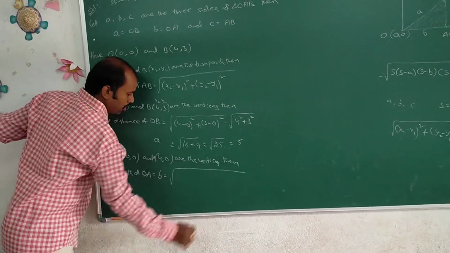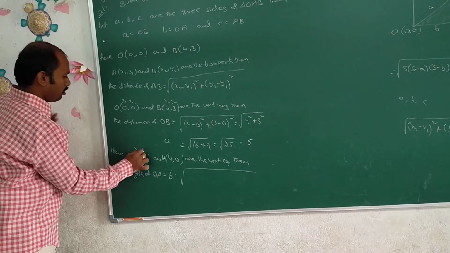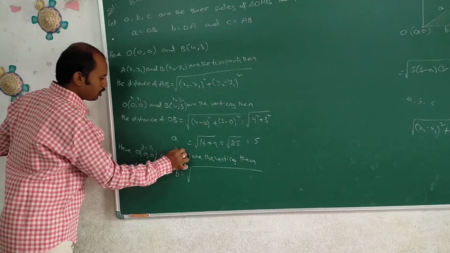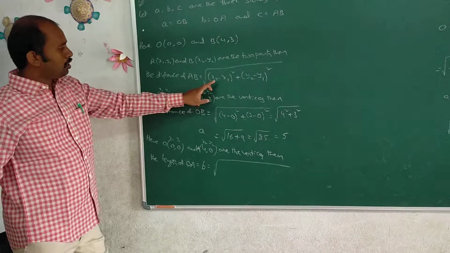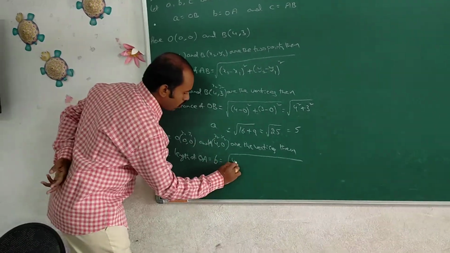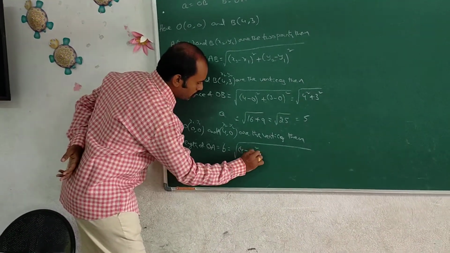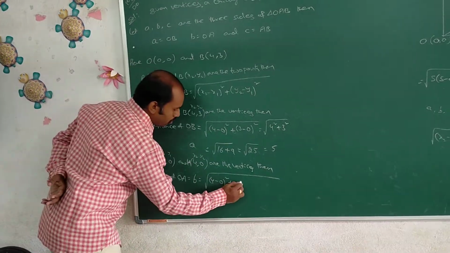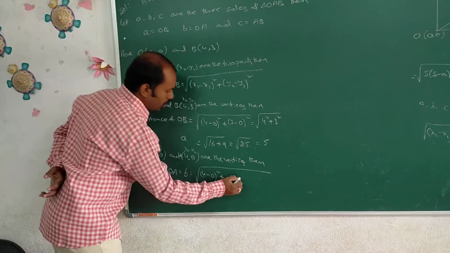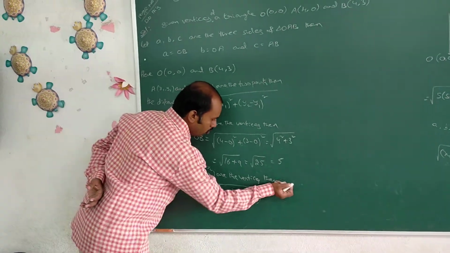Now substitute this formula. First one x1, y1, the first vertex. Second vertex x2, y2. Here the formula is already written, the distance or length formula. Substitute x2. x2 means here 4, minus 0 whole square, plus y2 minus y1. y2 means here 0, minus y1. y1 also 0. So 0 minus 0 whole square.